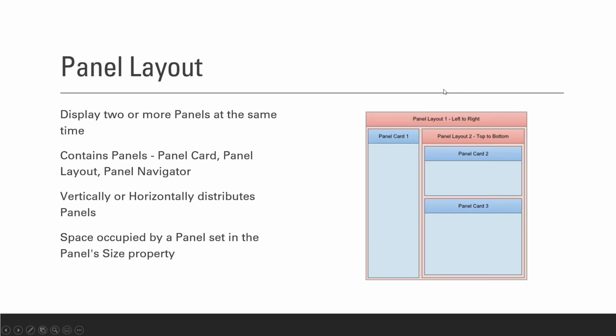So our example here on the side, this is a panel layout. It's a left to right layout. It has two panels in it. It has a panel card 1 and a panel layout 2. And that panel layout 2 is a top to bottom layout. A panel card 2 and a panel card 3 are placed within that.